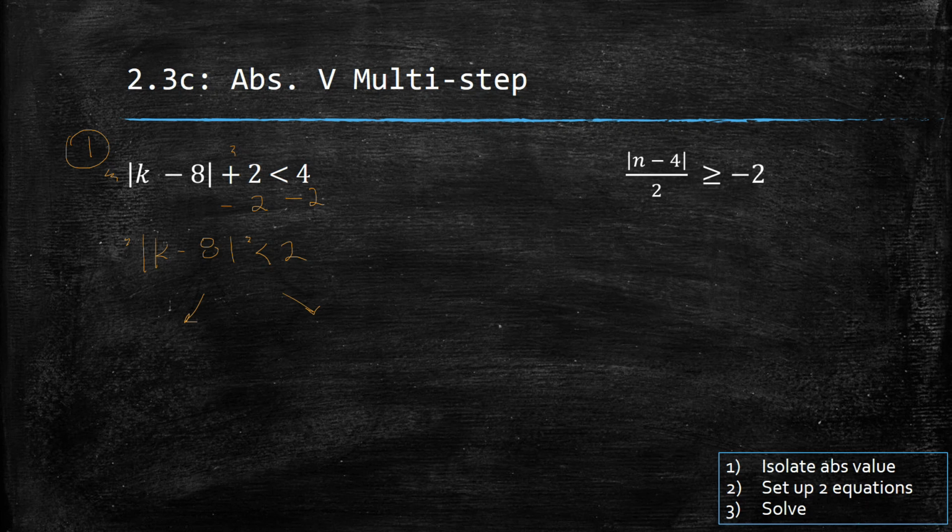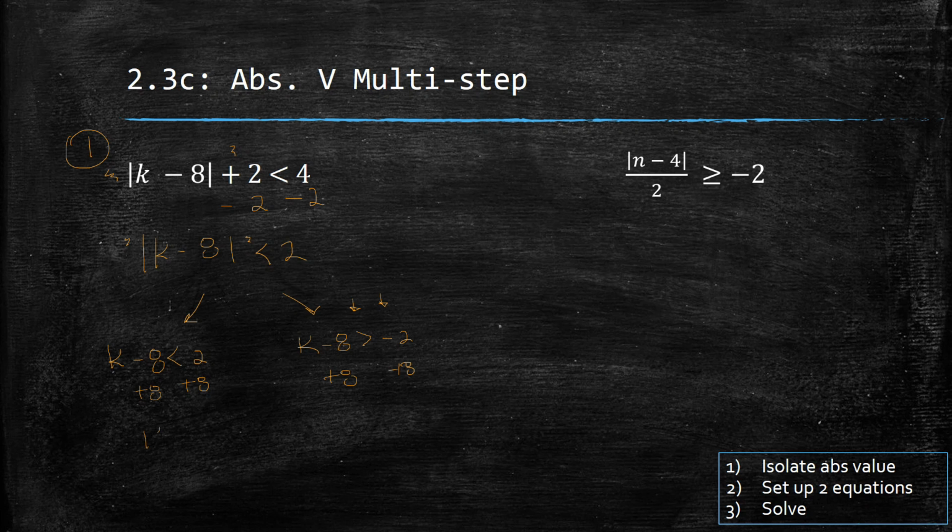So you have your positive set, k minus 8 is less than positive 2, and then your negative set, k minus 8 is greater than negative 2. Remember, you have to not only make that negative there, but flip your inequality. So from here you can go ahead and just solve. In both instances you're just going to add 8 straight across.